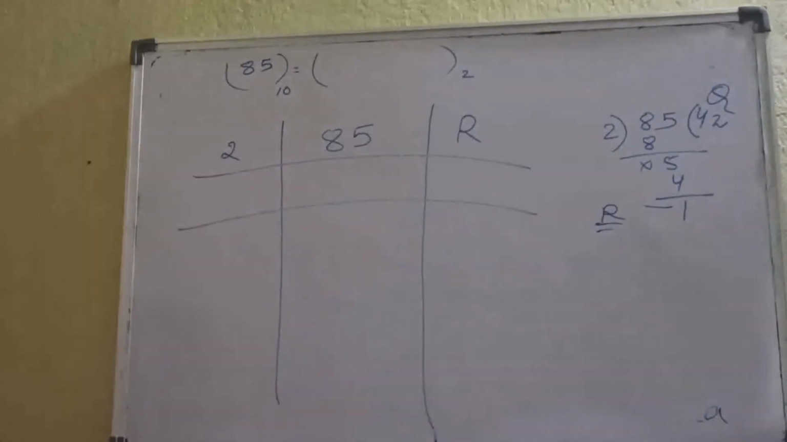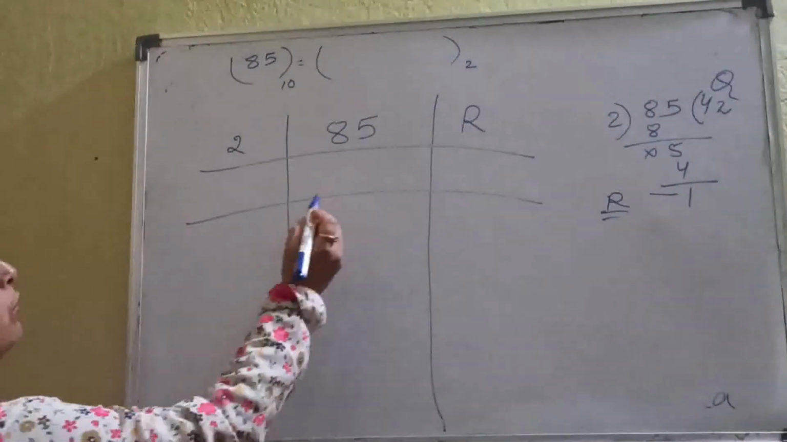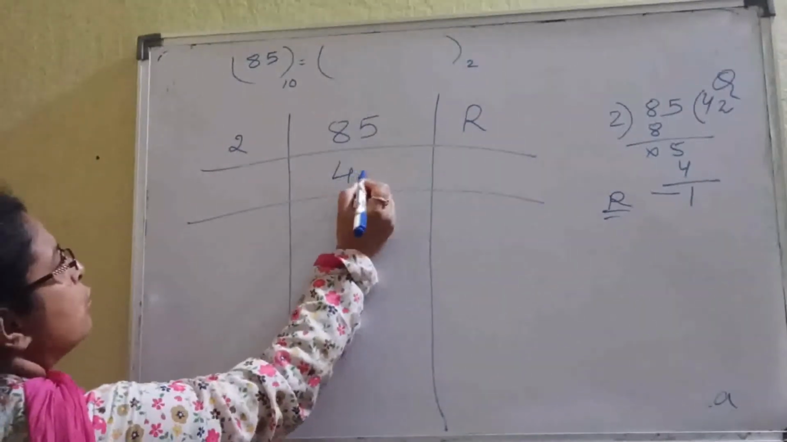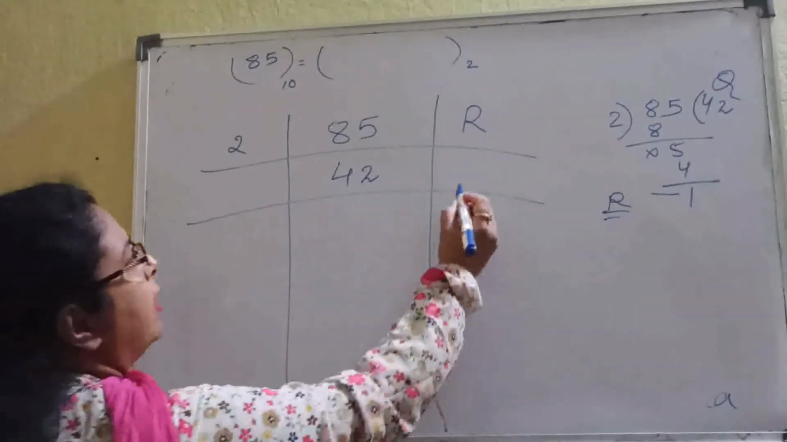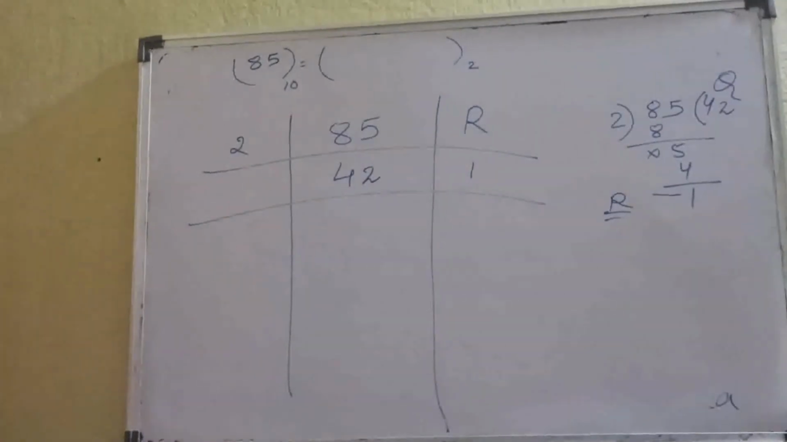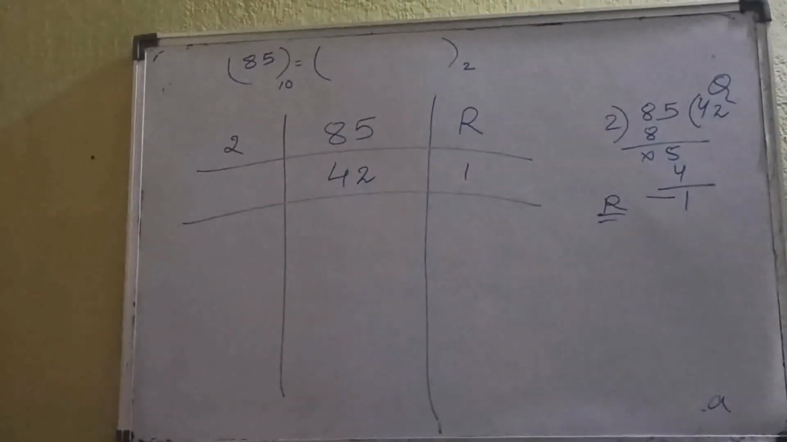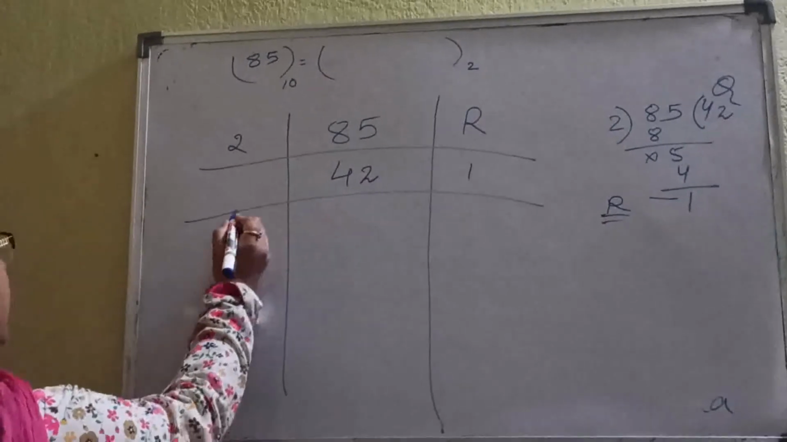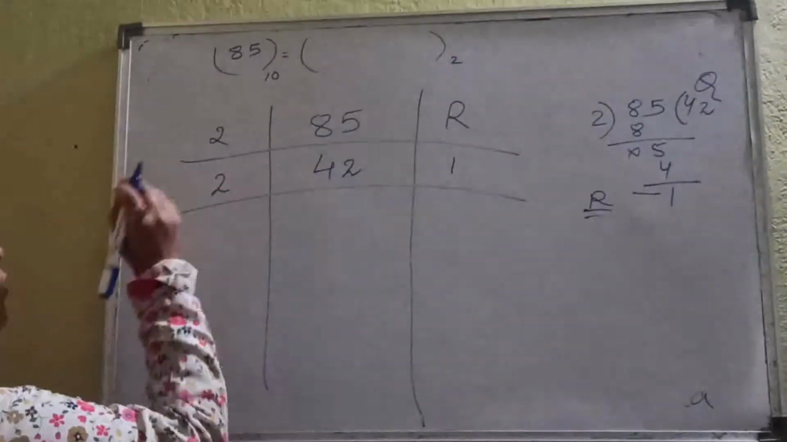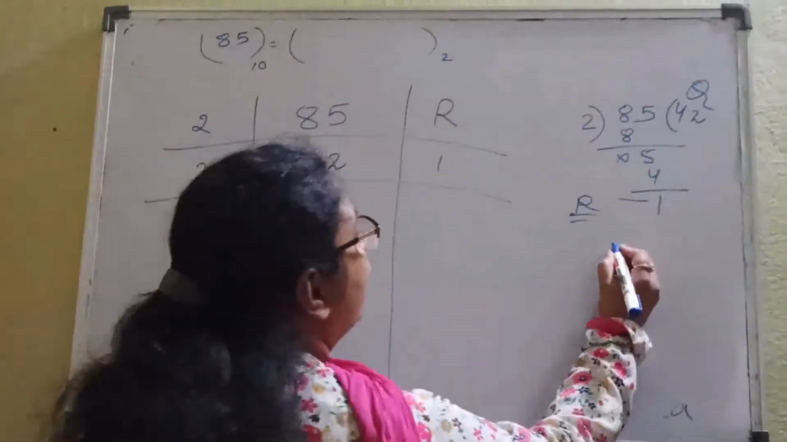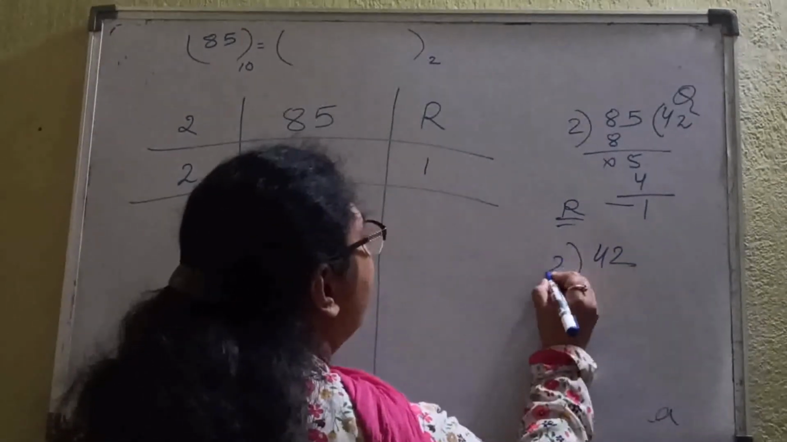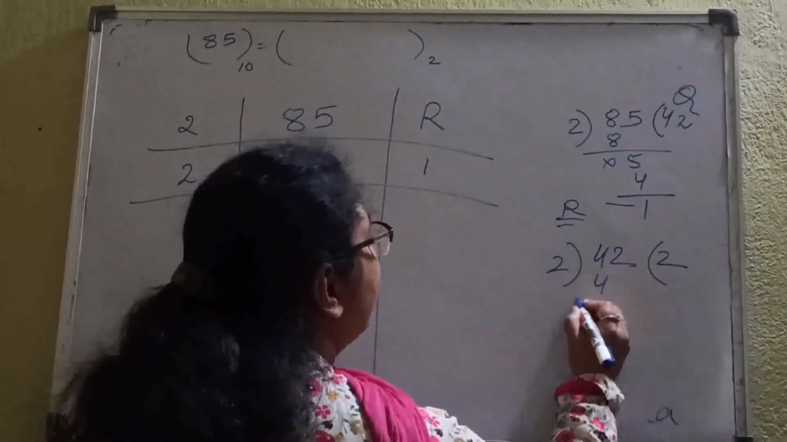Okay, so here you have to write the quotient. Quotient is 42 and remainder is 1. Now in the next step, again you have to divide the number 42 by 2. So how will you do it? Again you take 42 and divide it.